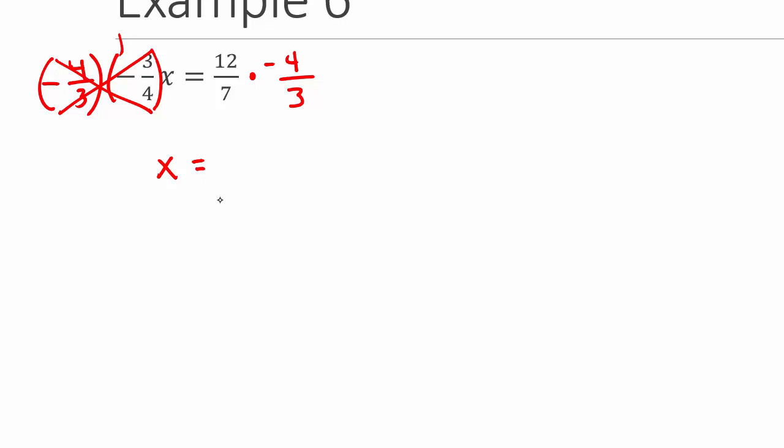Now on the right-hand side, when working with these fractions, I like to simplify my numerators and denominators if they have common factors, which the 3 and 12 do have. 3 will go into both of these. 3 goes into 3 once, 3 goes into 12 4 times. So I have 4 times negative 4, which is negative 16, and my denominator, 7 times 1, is 7.